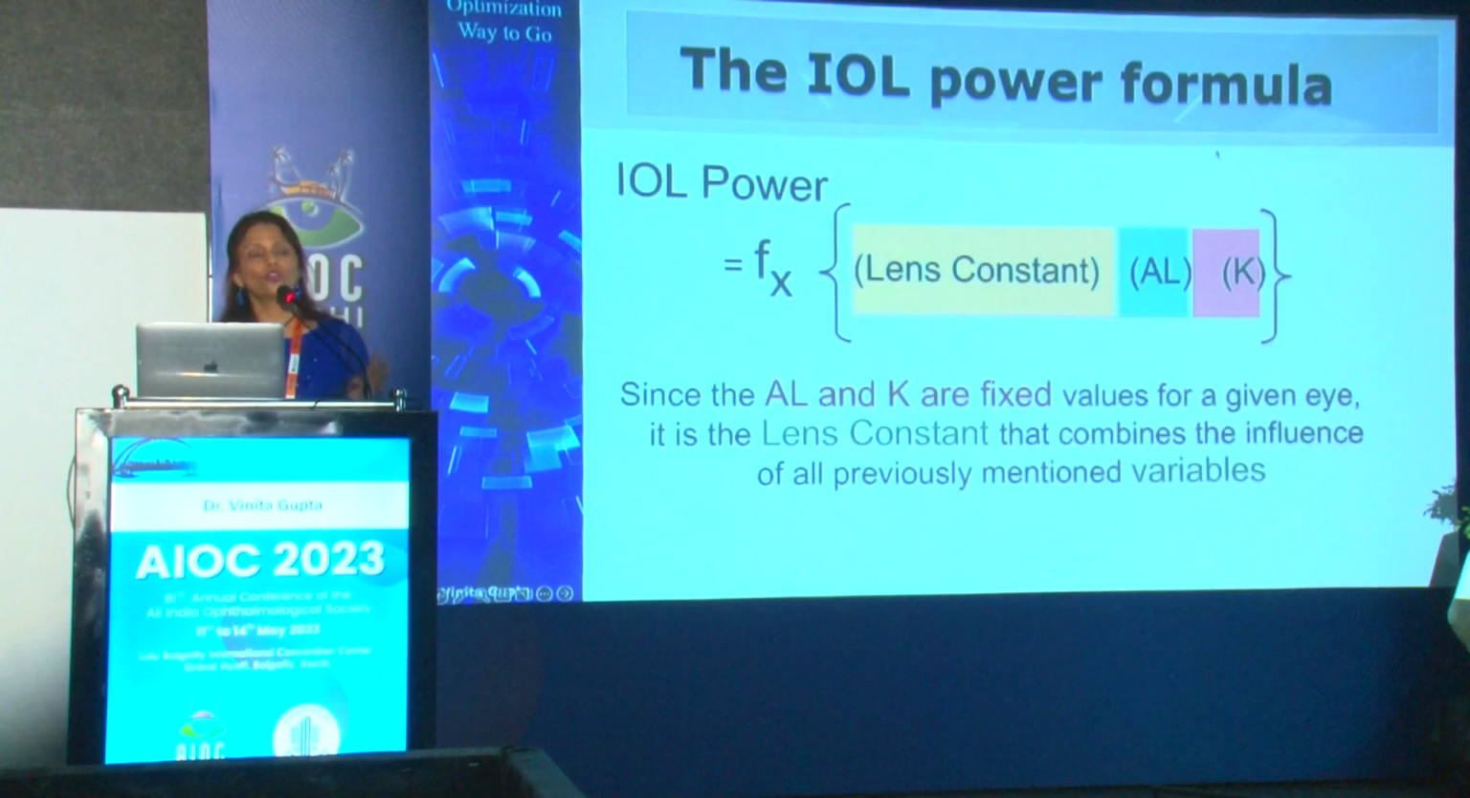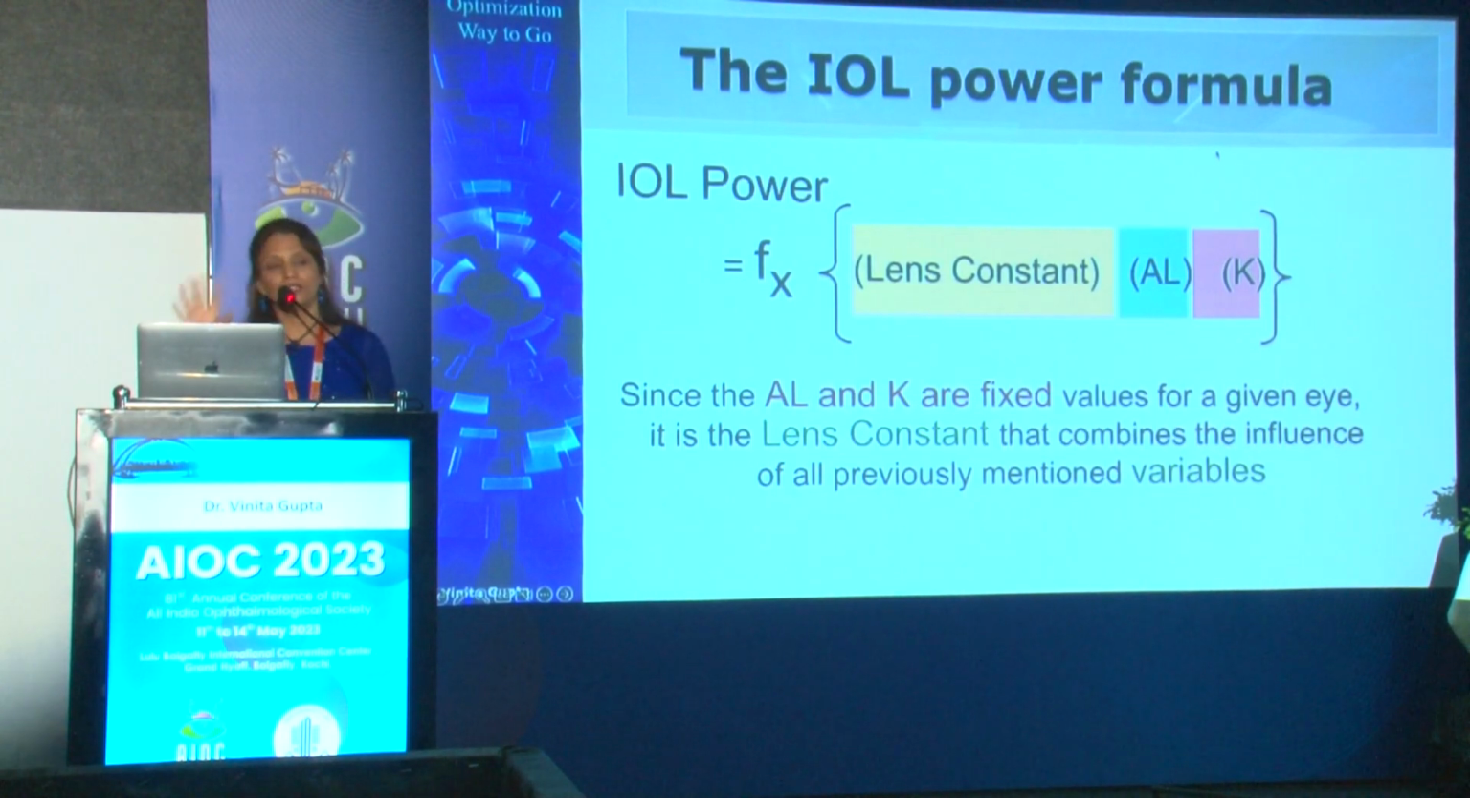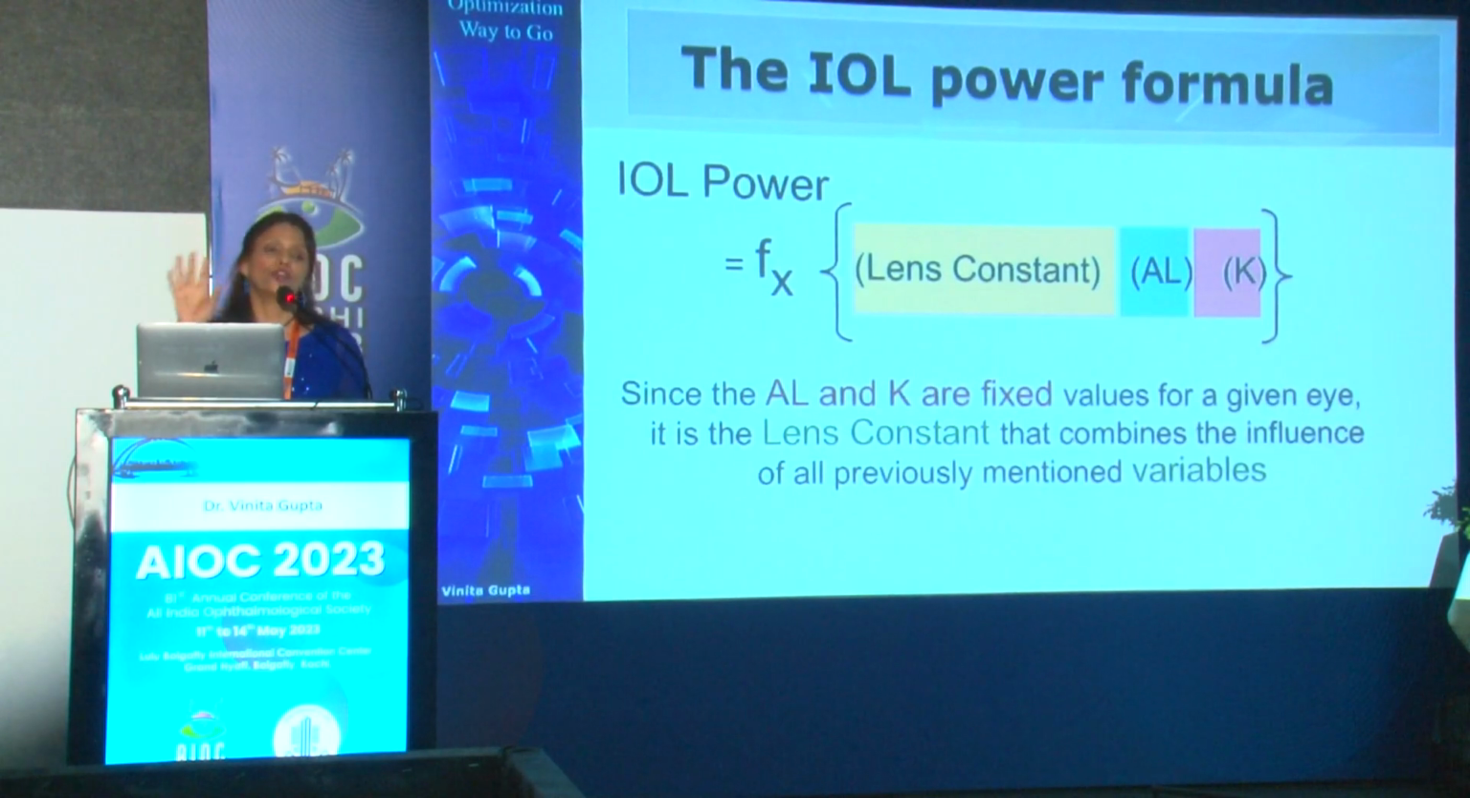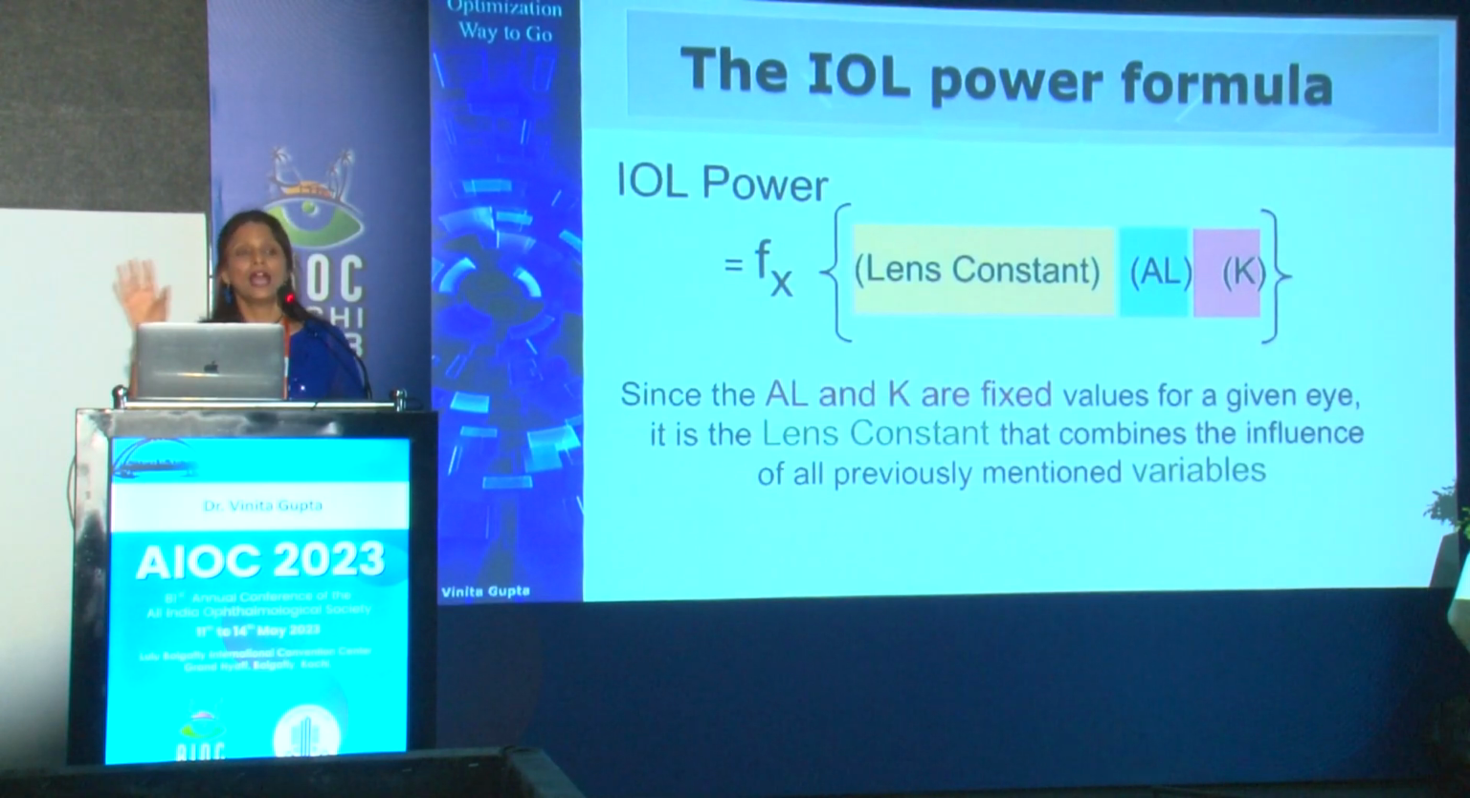So if you look at any IOL formula, the three things which we need to feed into that formula are your axial length, the keratometry values, and the lens constant. It is this lens constant which actually takes into account all these variables, all these errors.